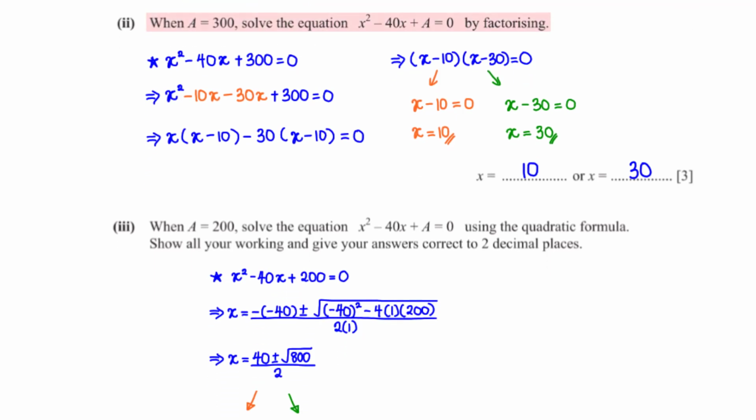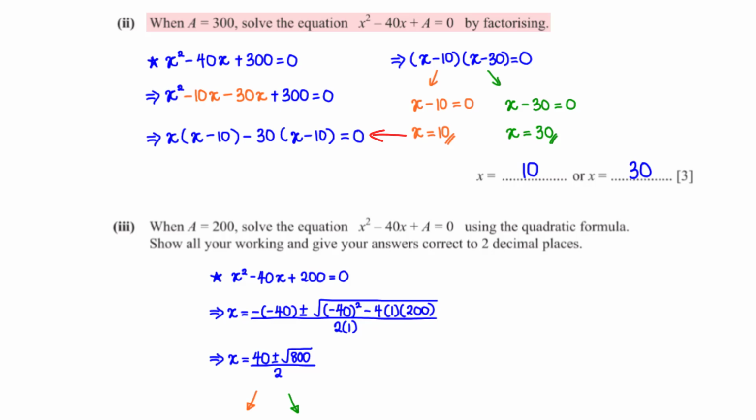When a equals 300, solve the equation x squared minus 40x plus a equals 0 by factorizing. When we substitute a equals 300 into the equation, this is what we get. We rewrite minus 40x as minus 10x minus 30x. When we factor out x from the first two terms, we are left with x minus 10. And when we factor out minus 30 from the final two terms, we are left with x minus 10.